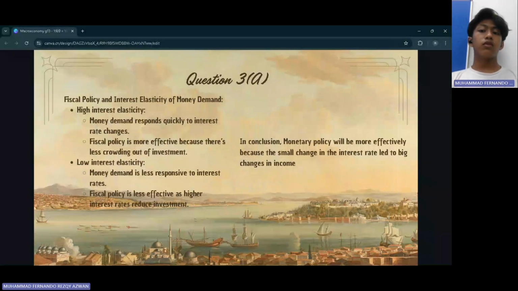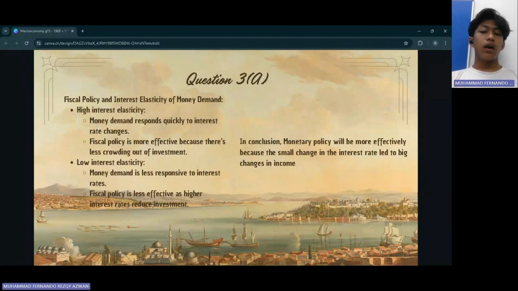When money demand is highly responsive to interest rates, an increase in government spending raises income, causing money demand to rise. If money demand adjusts quickly to interest rate change, interest rates won't rise significantly. This minimizes the crowding out effect, allowing fiscal policy to have a larger impact, and the result, fiscal policy becomes more effective.